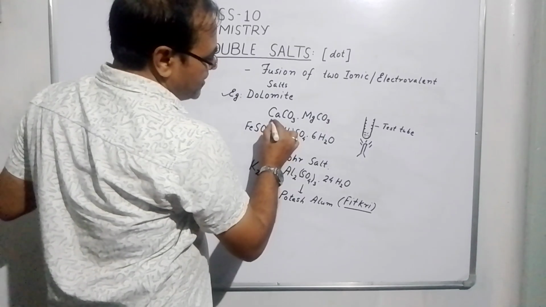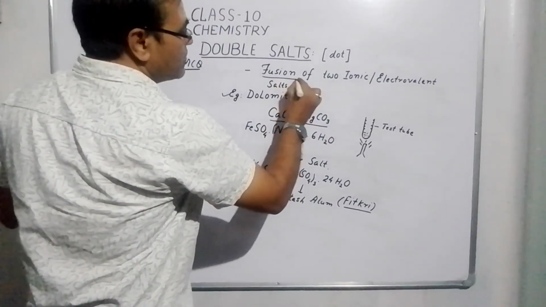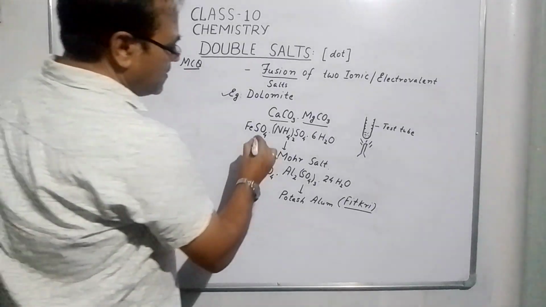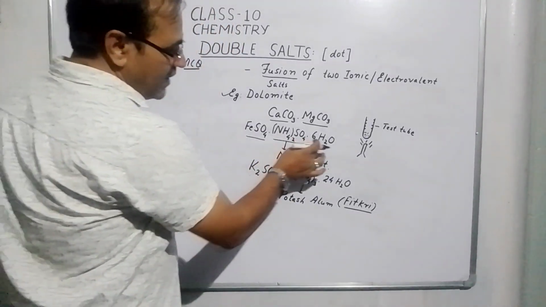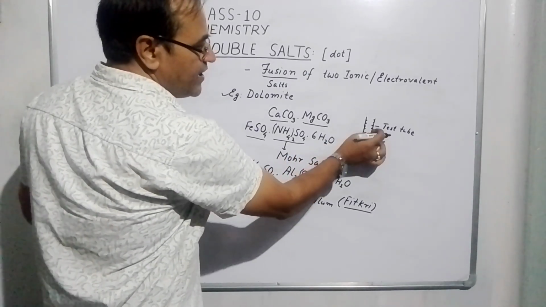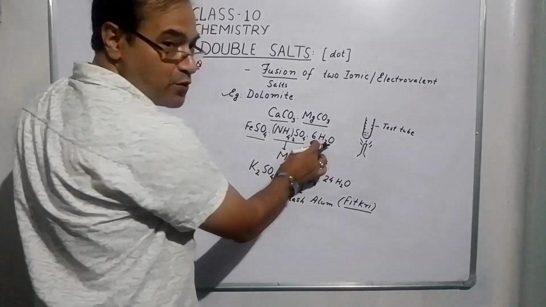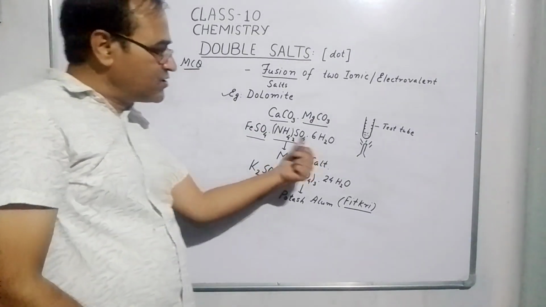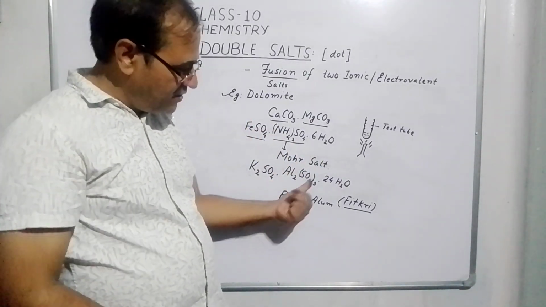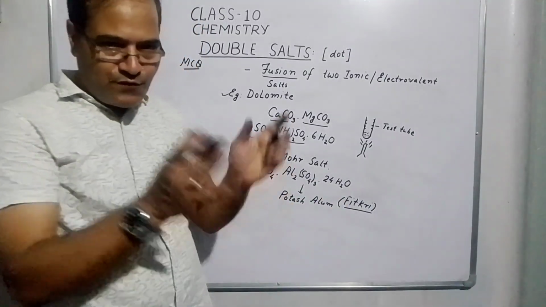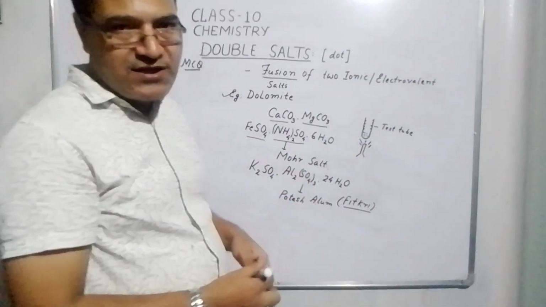Why is it called the double salt? See here, one salt combined to another. That is called fusion. Don't say combine. It is a fusion. Now one salt combined to another salt, and 6 molecules of water attached. When we write 6 molecules of water, you will find it here, and that itself proved that during the process of crystallization, this got attached to it. Now potassium sulfate, aluminium sulfate, these are the double salt, but 24 molecules of water during the process of crystallization, while forming, got attached.